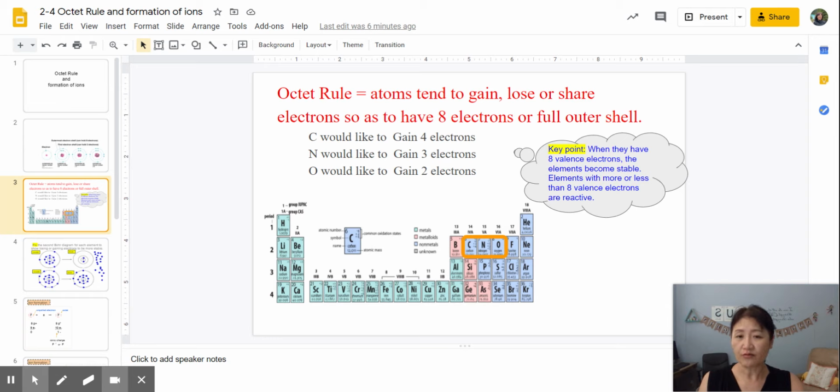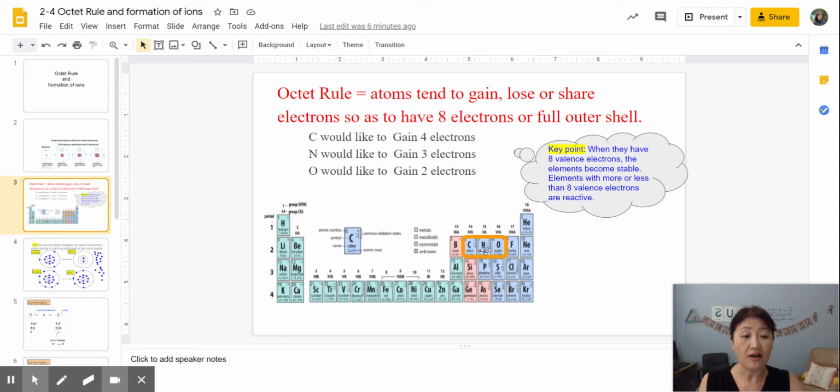So for carbon, it means gaining 4 more electrons. For nitrogen, it means gaining 3 electrons. And for oxygen, it means gaining 2 more electrons. It's because carbon has 4 valence electrons, and to make 8 valence electrons, it needs 4 more.